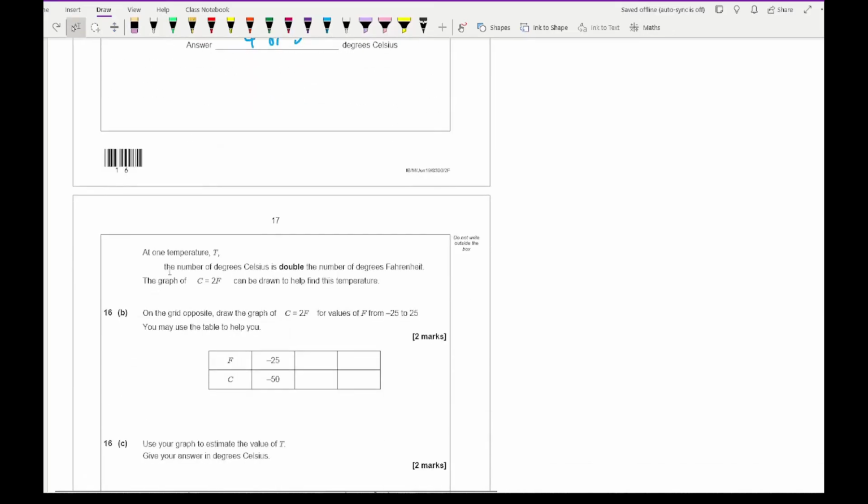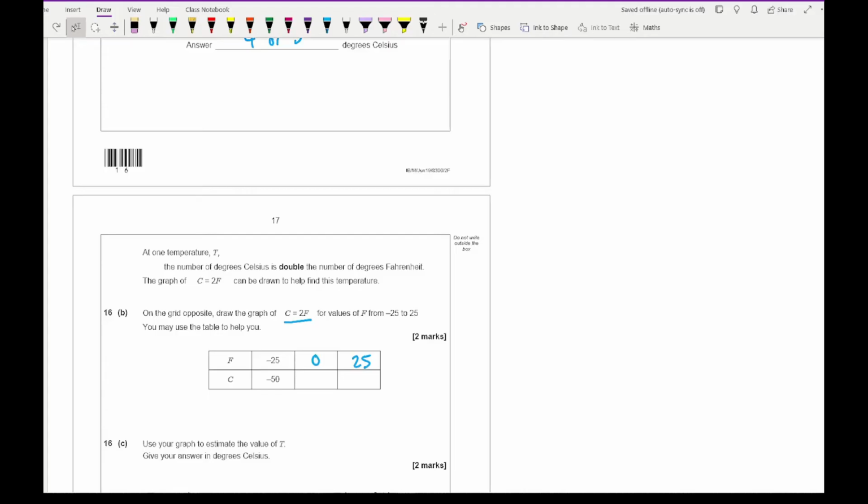And the next part says at one temperature T, the number of degrees Celsius is double the number of degrees Fahrenheit. The graph of C equals 2F can be drawn to help find this temperature. So 16b is asking us to complete the table of values and use this. Now we need to make sure that our values of F go from minus 25 to 25. So let's stick 25 in there and let's just go for the number that's in the middle.